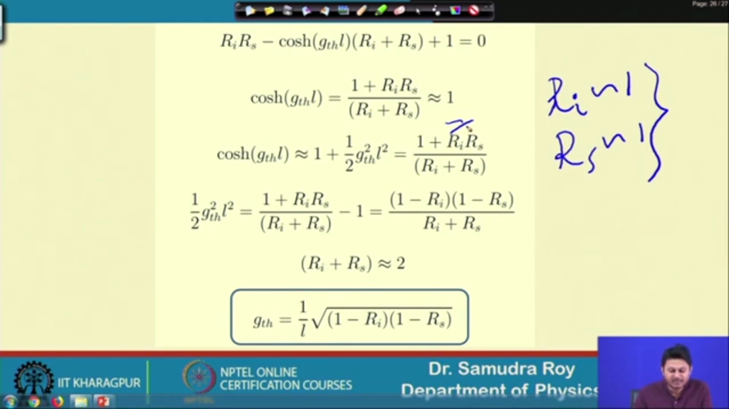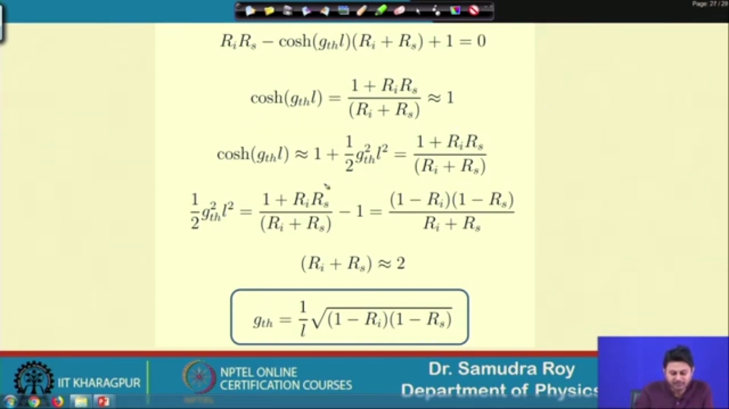That means I can make an expansion of cosh. I will go up to the second term, because this is possible when the threshold value of g is comparatively small. If I expand this, we will have 1 plus half g threshold L square, which is the expansion of this.